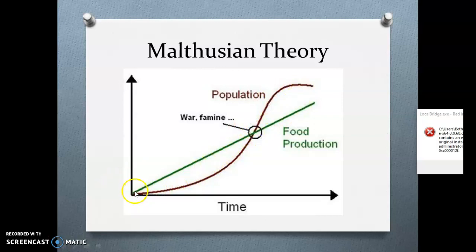However, he said our production of food is linear, right? It's not growing at the same level as our population rate. And at some point, we'll hit this intersection where we have more people than we have food for them. And he predicted some very dire population problems, famine, war, people fighting over land, particularly agricultural land.